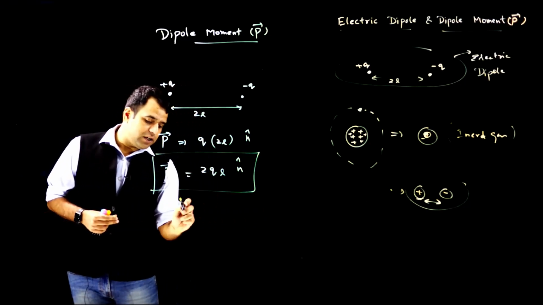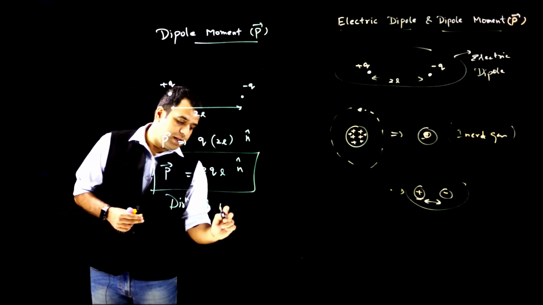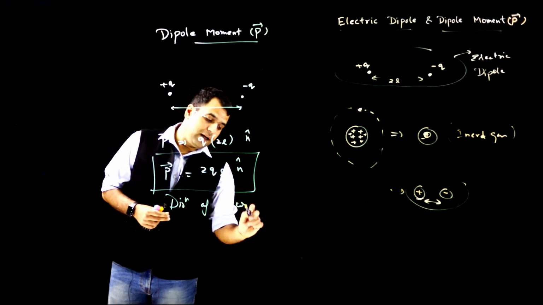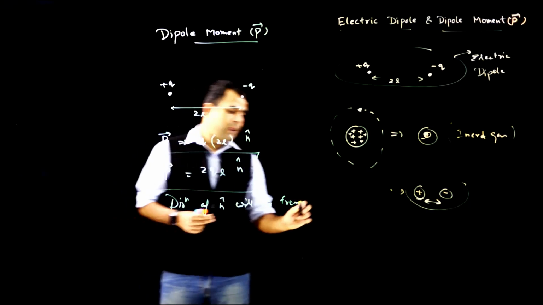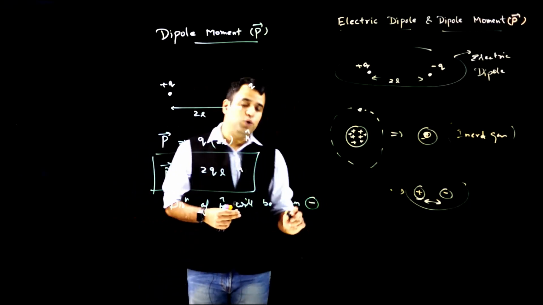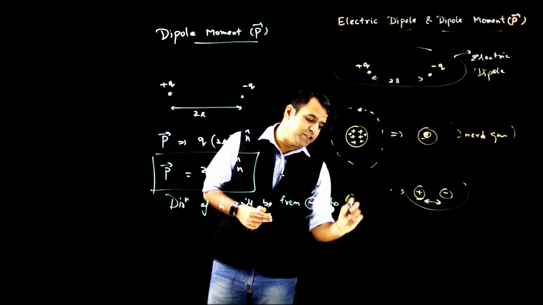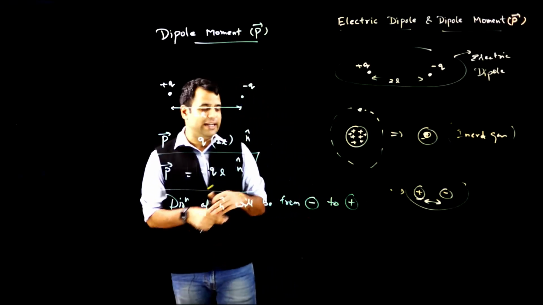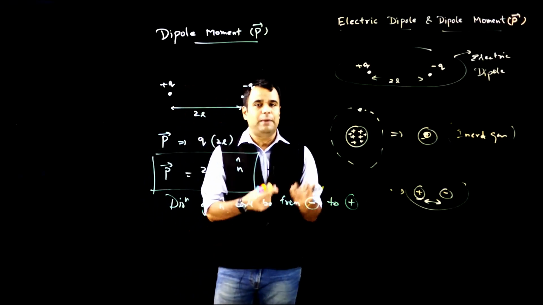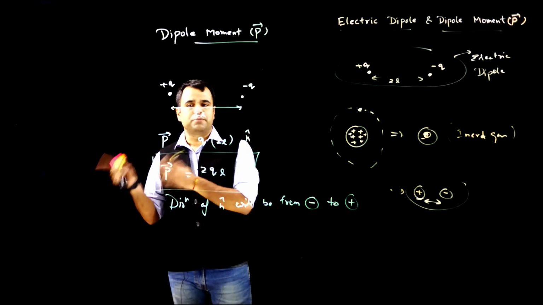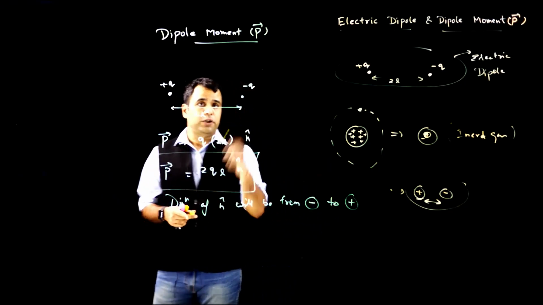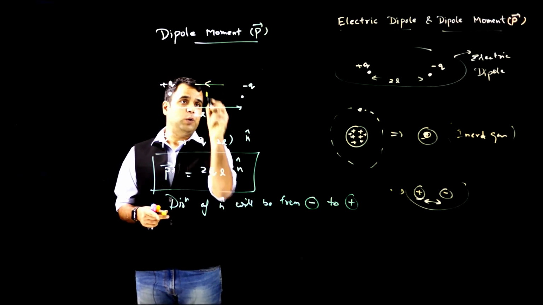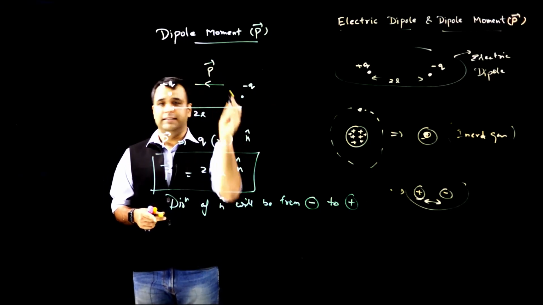And the direction of this n cap will be from negative to positive charge. So this is opposite to the electric field. That's how one should memorize. I memorize it like that. The electric field is from positive charge to negative charge. The dipole moment is from negative charge to positive charge. So in this case, the dipole moment will be in this direction for this system.